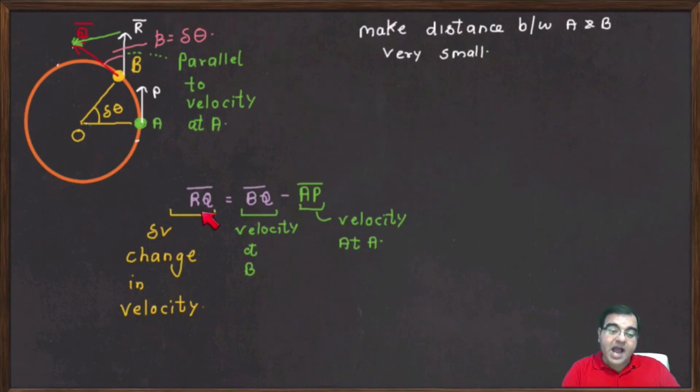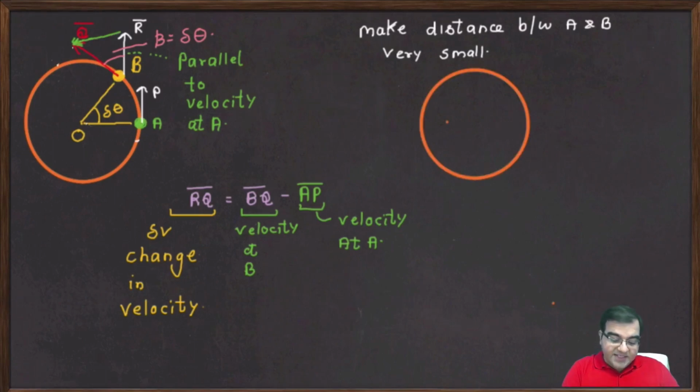So wherever my RQ bar is pointing, that is the point where my acceleration is going to point, because the formula for acceleration is change in velocity upon time. So let's make the distance between A and B very small. Now this distance between A and B in this diagram is large, so I'll draw a new diagram where I'm going to make the distance between A and B very small.